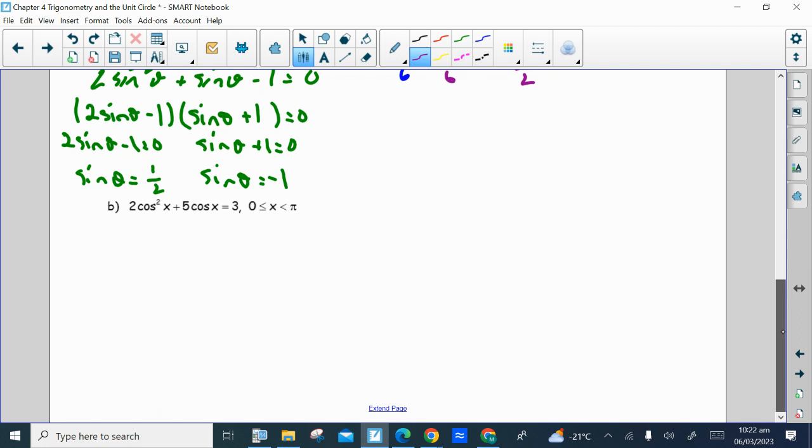Okay? Look at question B. Again, our answers have to be in radians, but also notice that now we're only going to give answers in the first two quadrants, because the domain is between 0 and pi. 0 would be included, pi wouldn't. But we'll have to factor this again, which means we're going to make it equal to 0. Subtract the 3 from both sides.